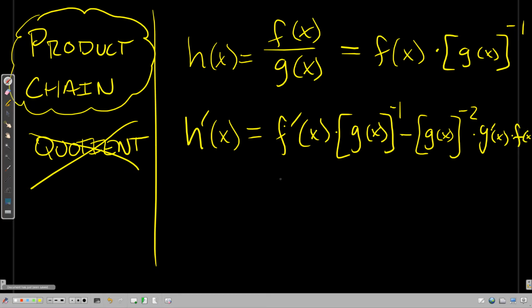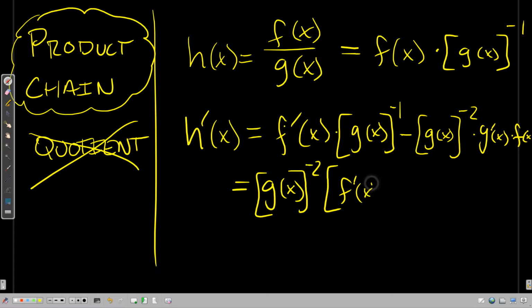But if you look carefully, I know I didn't write it all that great, this is the quotient rule. You can always factor out the stuff whose exponent is closer to minus infinity. So a g of x to the minus 2 is going to factor out, and then you would be left with f prime of x times g of x minus g prime of x times f of x, and this is the exact quotient rule. Either way you want to do it is fine with me.